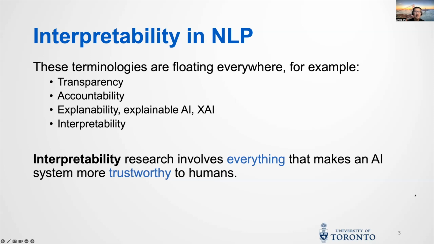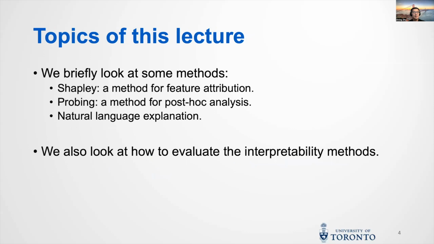Note that there are some overlaps between interpretable NLP and explainable NLP. The methods that can build an explainable AI system can also be classified as interpretability methods. So in this lecture, we are going to briefly look at Shapley, which is a method for attributing importance to each feature, probing, methods for post-hoc analysis, and natural language explanation. We'll also look at how to evaluate those interpretability methods.